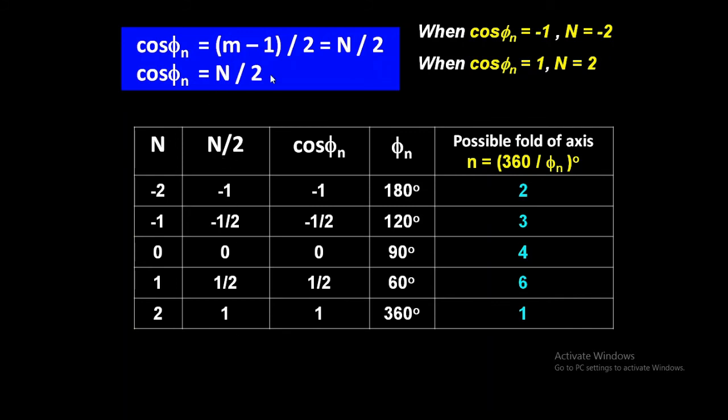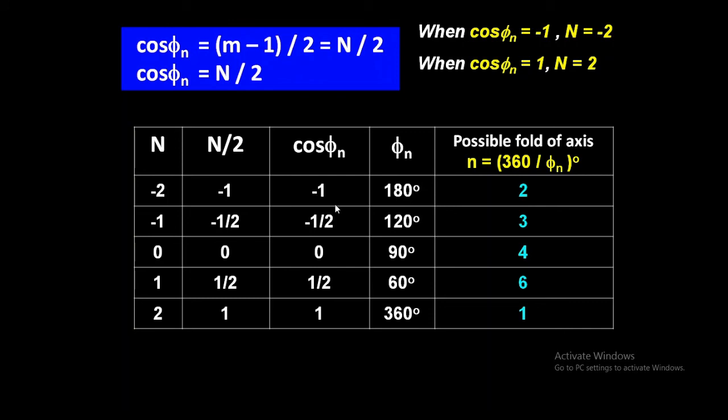Here, n by 2 means cos phi n. So what will be the value of cos phi n? When n by 2 is minus 1, cos phi n is also minus 1. When it is minus 1 by 2, cos phi n is minus 1 by 2. If it is 0, cos phi n is 0. When it is 1 by 2, cos phi n is 1 by 2, and when it is 1, cos phi n is 1.